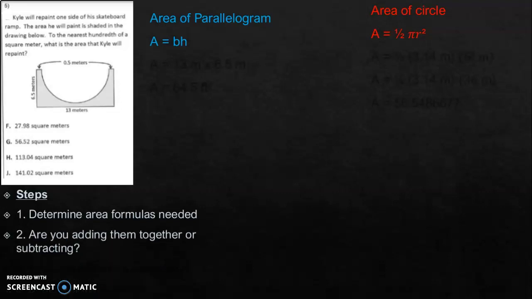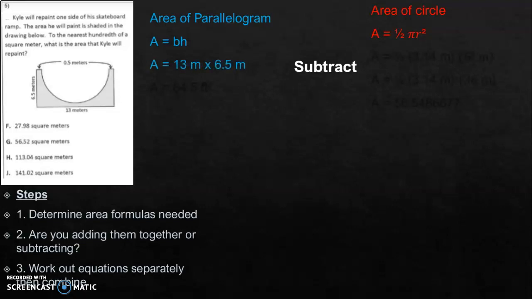So next we got to determine, are we adding them or subtracting them? Obviously, the circle is not included in the shape, so we're subtracting. And now we got to work them out separately. So first, I have a base of 13 times a height of 6.5. So the area of my parallelogram is 13 times 6.5, which gives me 84.5. Okay, so that's the area of my rectangle. Parallelogram, same thing.